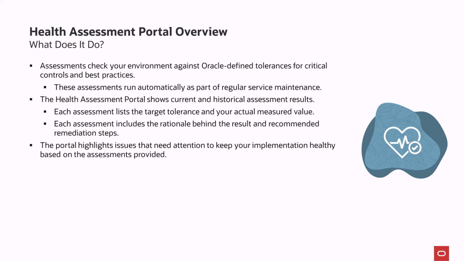All results, both current and historical, are available in the Health Assessment Portal. This gives you a clear view of trends over time and helps you track progress after remediation. For each assessment, you'll see two key details: the target tolerance and your actual measured value. This makes it easy to spot when you're within range and where the attention is needed.